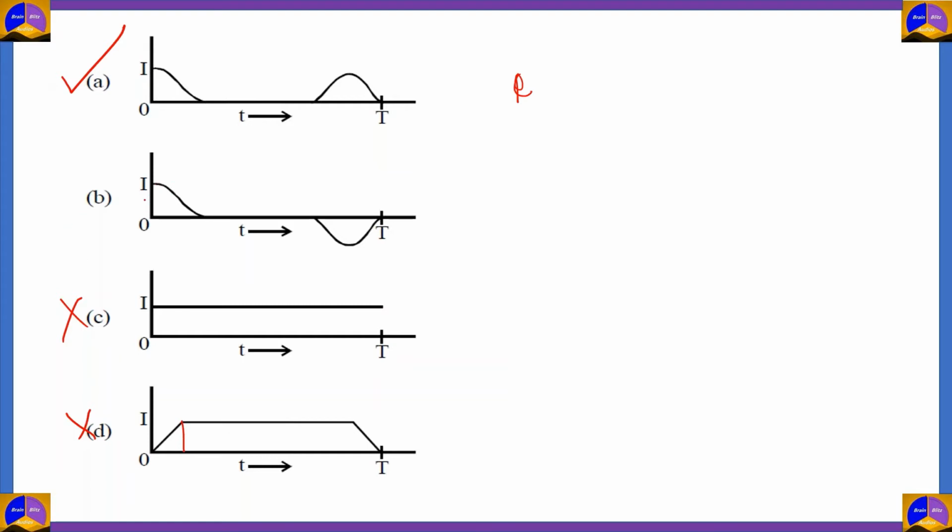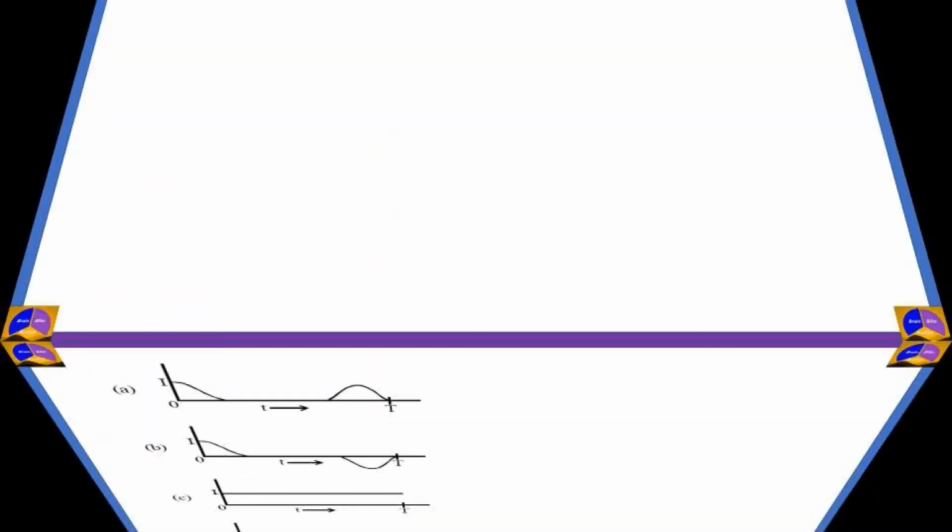In option B, initially there's an increase in current, but in this graph, it is wrongly shown that as we remove the ring away from the magnetic field, the current induced is negative, which is again incorrect. The right answer is option A, in which the graph shows an increase in current at the times when there is a change in flux, as when the ring enters, and when the ring leaves. So that is why option A remains the right option.